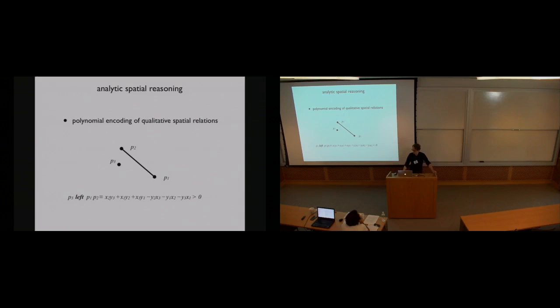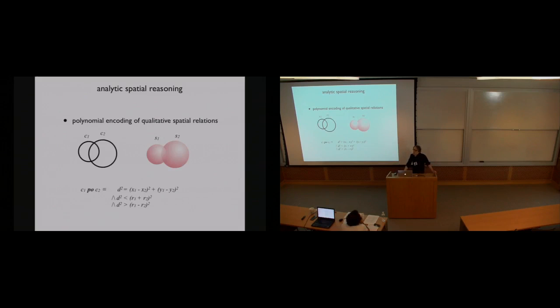Okay? Another example: we might have two circles or two spheres, and we want to define the partially overlapping constraint, so PO. Again, it looks something like that. The details don't matter. The point is that we've translated the problem into this different domain, right?